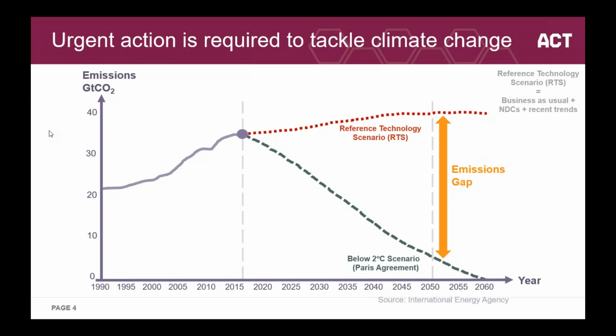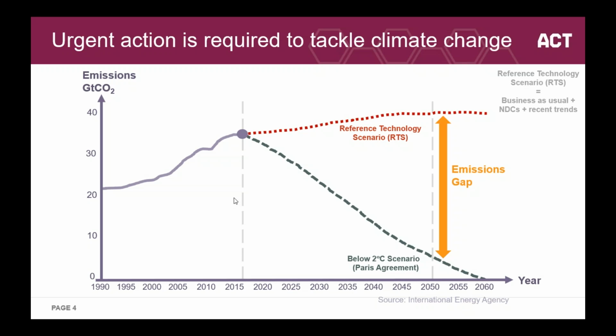Just to start, I find that it's often very helpful to contextualize why we are doing what we're doing. So why do we need ACT, which stands for Assessing Low Carbon Transition? Well, as you know, urgent action is required to tackle climate change. Every week as we read the news, we see more and more evidence of the impacts of climate change and more recognition of the urgency of action needed to tackle those.